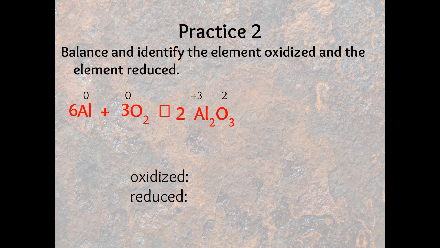So what element was oxidized? What element increased in charge? That's going to be aluminum because it went from 0 to +3. Oxygen went from 0 to -2. That's a decrease, and so that's going to be the element reduced.